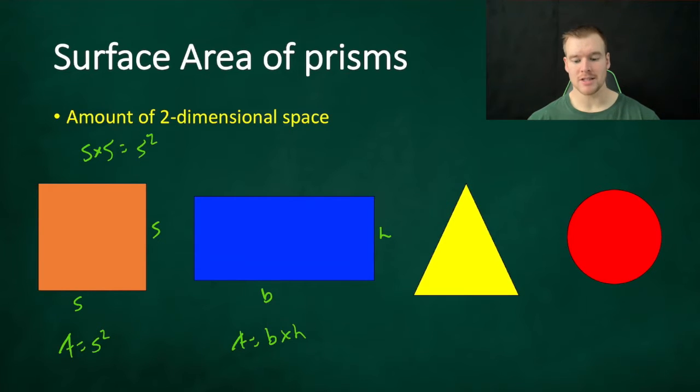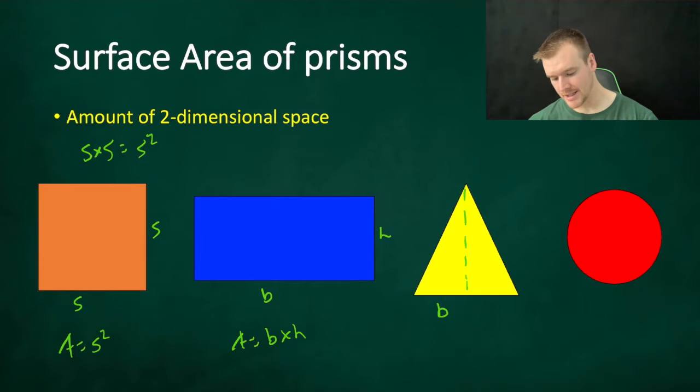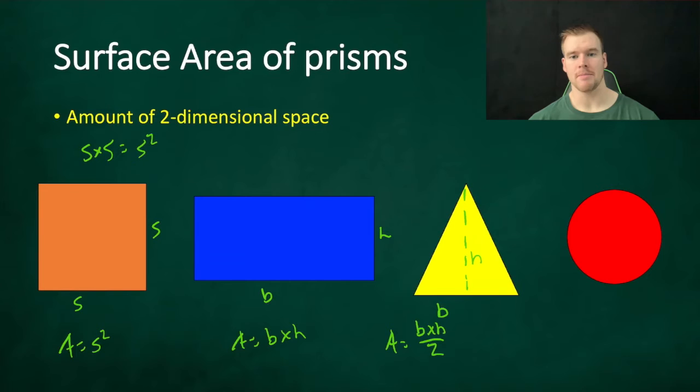A triangle is similar. It's kind of like half of a rectangle. If you put two together, you would get a rectangle. So we have its base multiplied by its height here, and then we just divide by 2. So A is equal to B times H divided by 2.